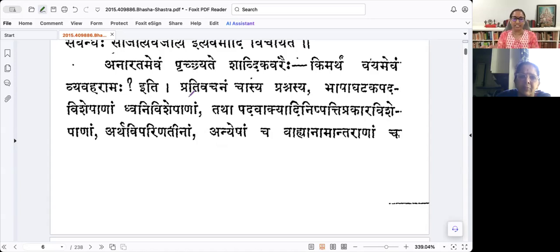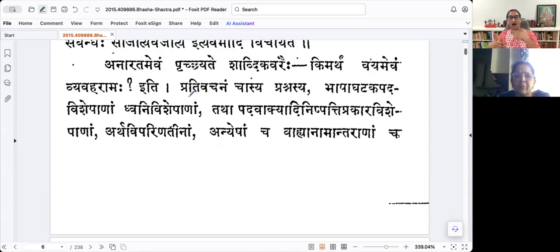Bhasha ghataka pada visheshanam, dhvani visheshanam. It lies in the sound, as to why we are answering in this manner. It lies in the word, the sentence, nishpatti prakara vishesha, how these all come about. Artham viparinati: there are so many meaning differences from one language to another language.